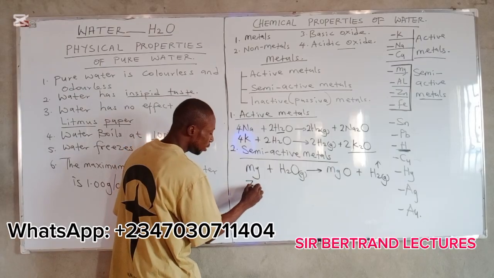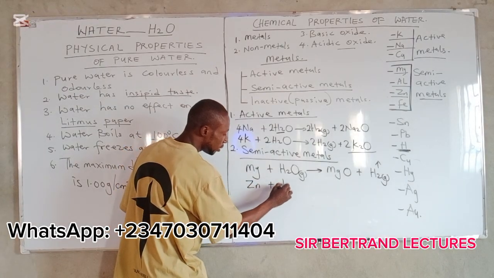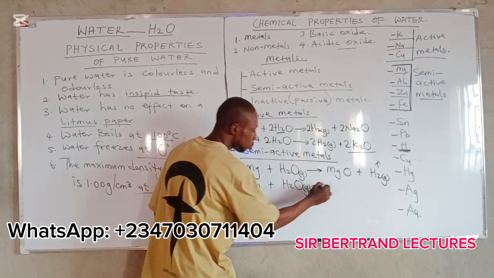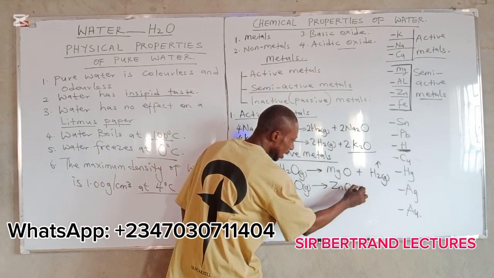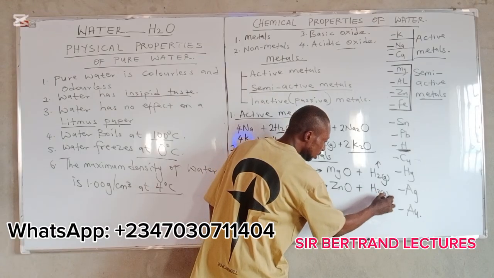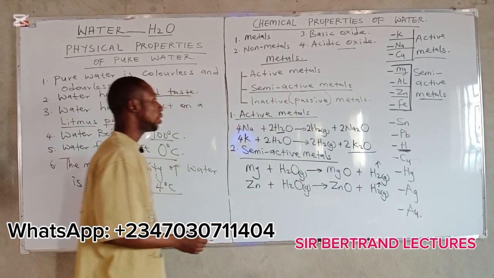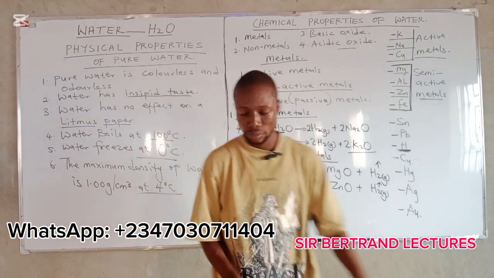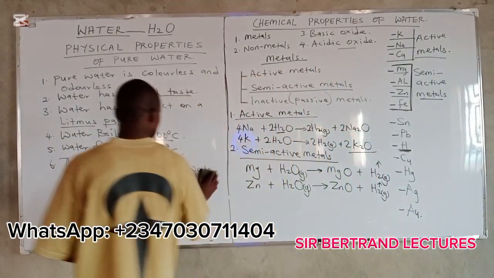Then we have zinc reacting with steam, the water gas, to produce zinc oxide, and hydrogen gas is given off. Then the last we want to look at here is inactive metals. Let's look at this side of the board.